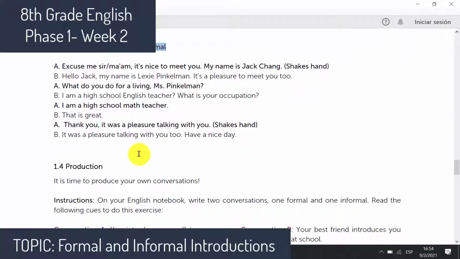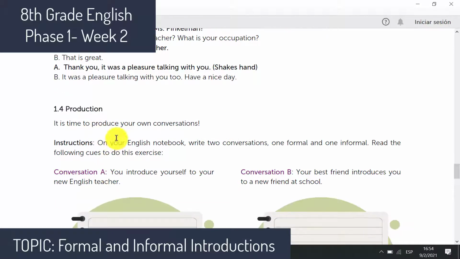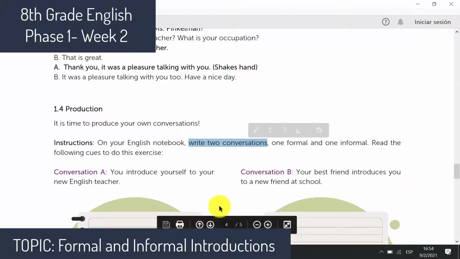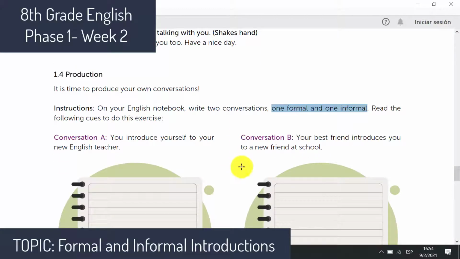Now, we have seen two examples already. Ya vimos dos examples. Ahora le toca a usted. It's time to produce your own conversation. Va a hacer usted 2 conversations. Oiga bien. Write 2 conversations. Usted va a escribir 2 conversations. One formal and one informal. Una formal y otra informal.